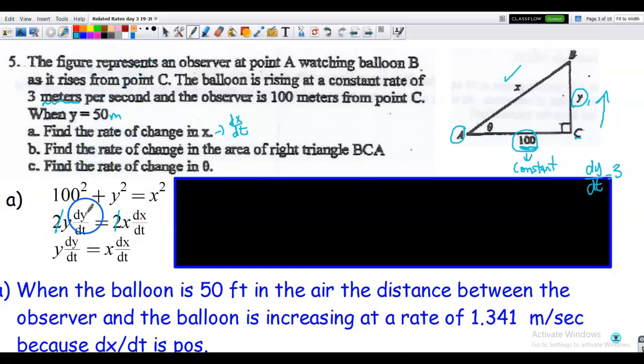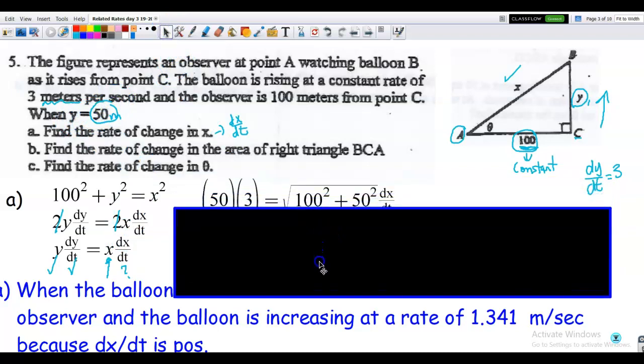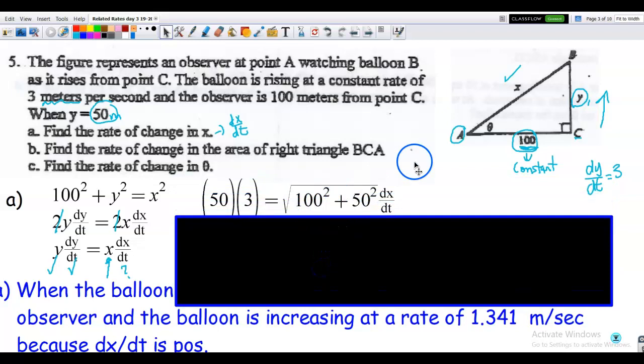I know that y is 50, so I know that. I know that dy dt is 3. I'm looking for dx dt. That means I'm going to need to find a value for x. So I'm going to go back to the Pythagorean theorem. Remember, we know that y is 50. Well, I'll just show you that real quick. I have 100 squared, which is the bottom leg, plus y squared, which is this leg right here, equal to x squared. So x is the square root, and y was 50, sorry.